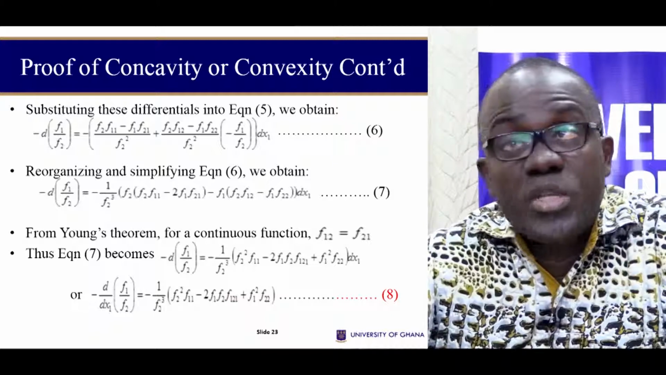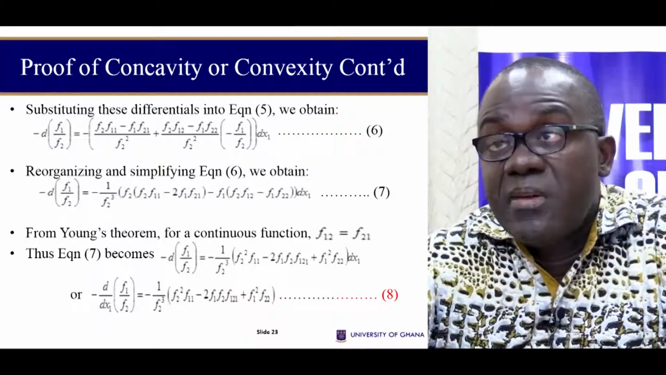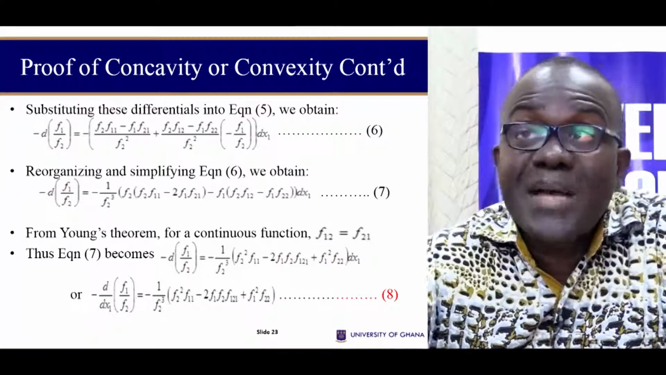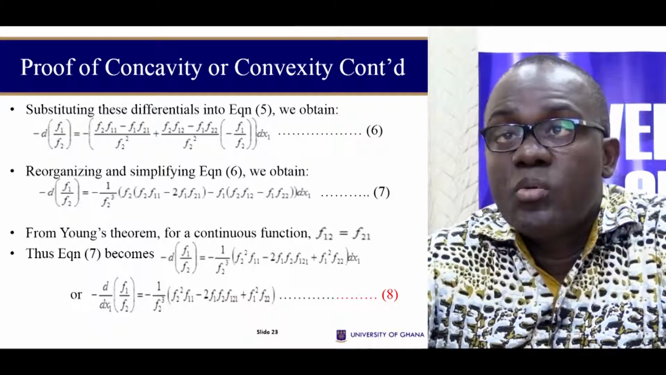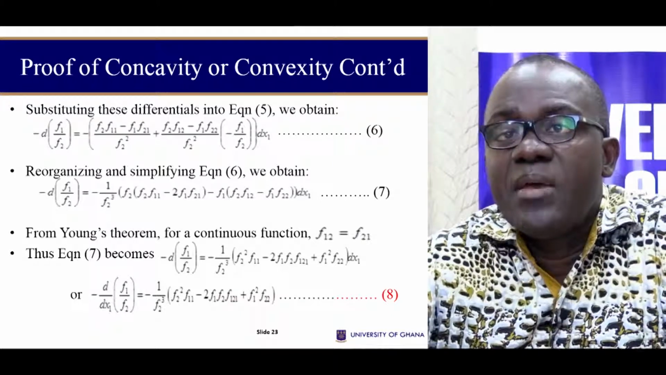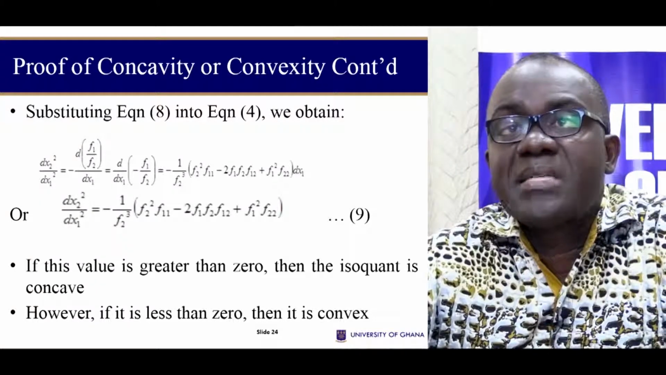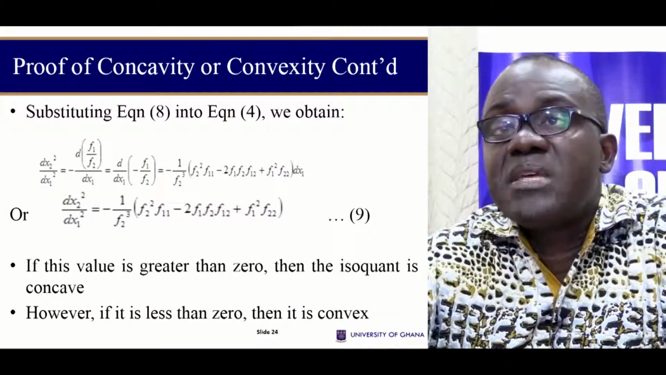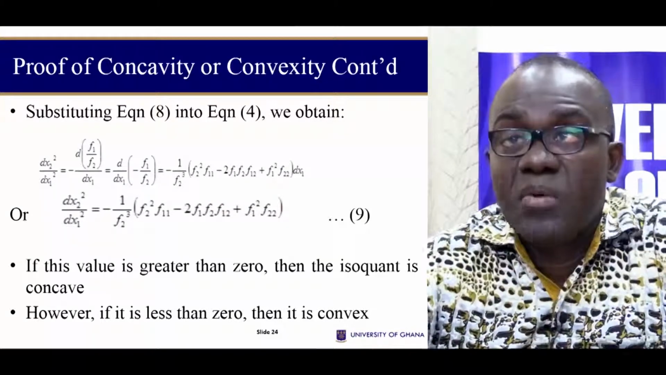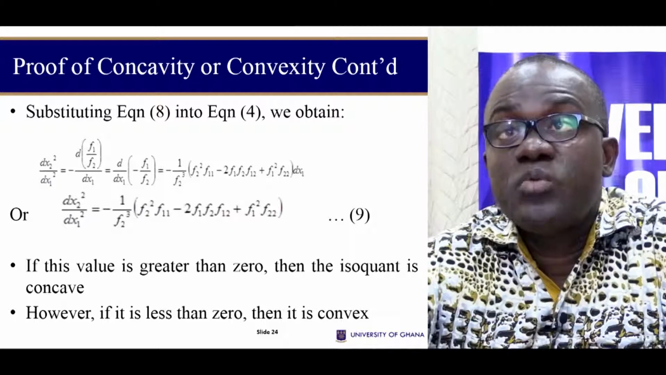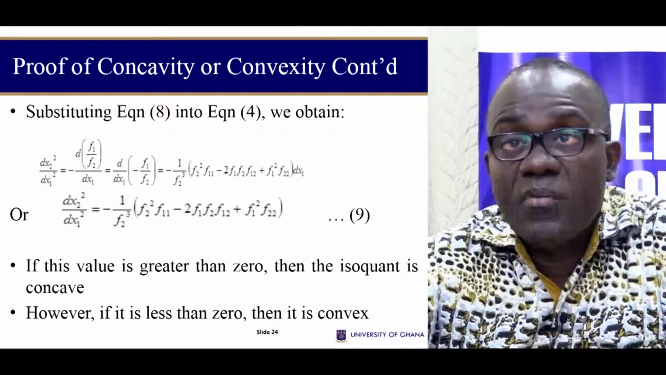And we also need to apply Young's theorem that when a function is continuous, the second order cross partial derivatives are equal. That is f1 is equal to f2. So when we make that substitution and we go back to our equation, we can more or less satisfy ourselves that the second order derivative is equal to what we have over here. So to determine the concavity or convexity of this function will depend on the value that we have over here at the point of interest.